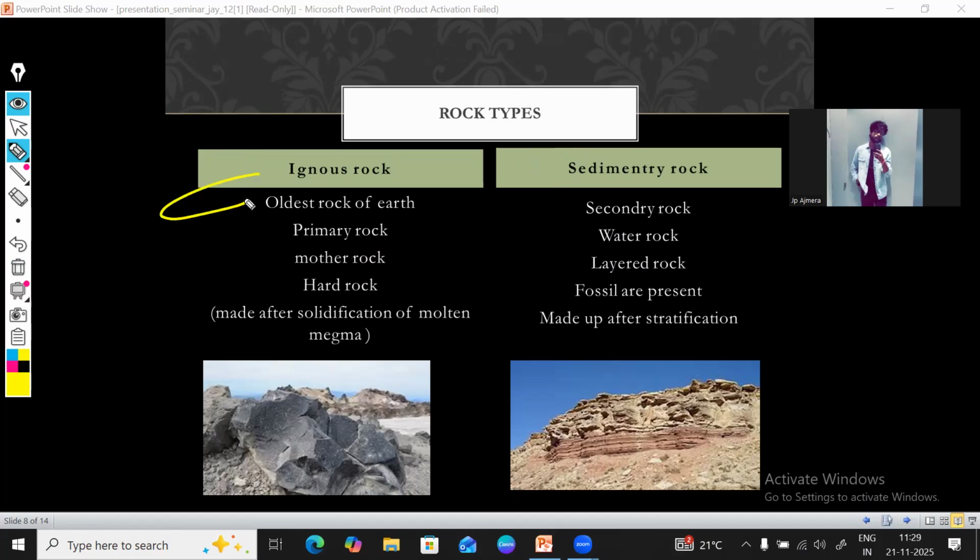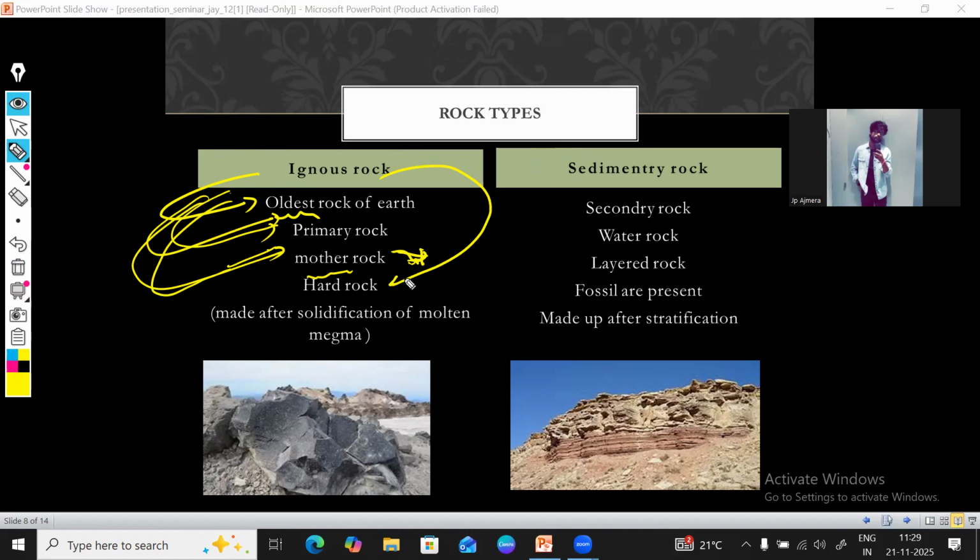First, the igneous rock is the oldest rock of the earth. That's why we call it the primary rock and mother rock also. That's the reason: it is the first rock made, and the other rocks are made by certain processes and modification of this rock. That's why it's called the mother rock. This igneous rock is the hardest one among all rocks. And what is the process of formation of igneous rock? Cooling and solidification.